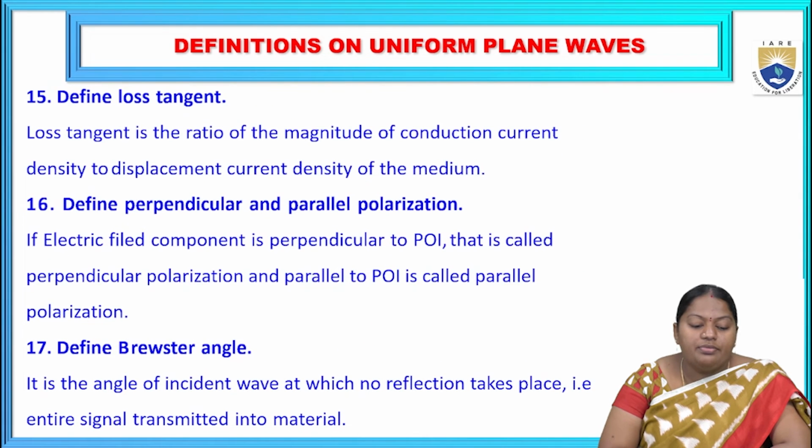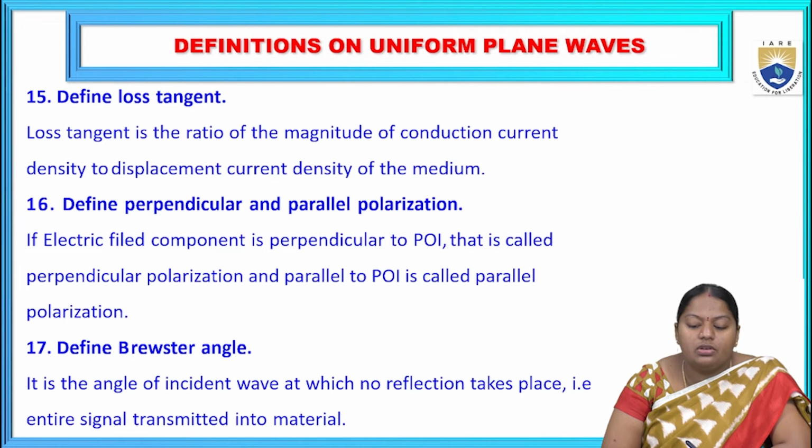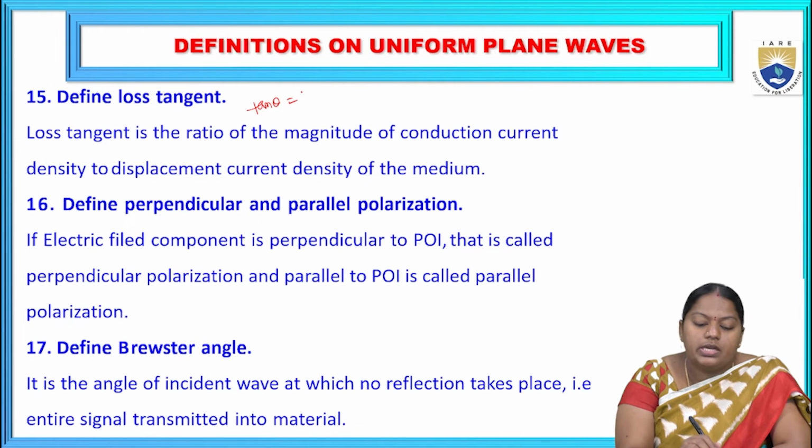Next is to define loss tangent. It is the ratio of the magnitude of conduction current density to the displacement current density of the medium. Generally it is considered as tan theta, equal to the loss tangent. It is given by the ratio of the magnitude of conduction current density, that is Jc, to the displacement current density Jd of that particular medium.